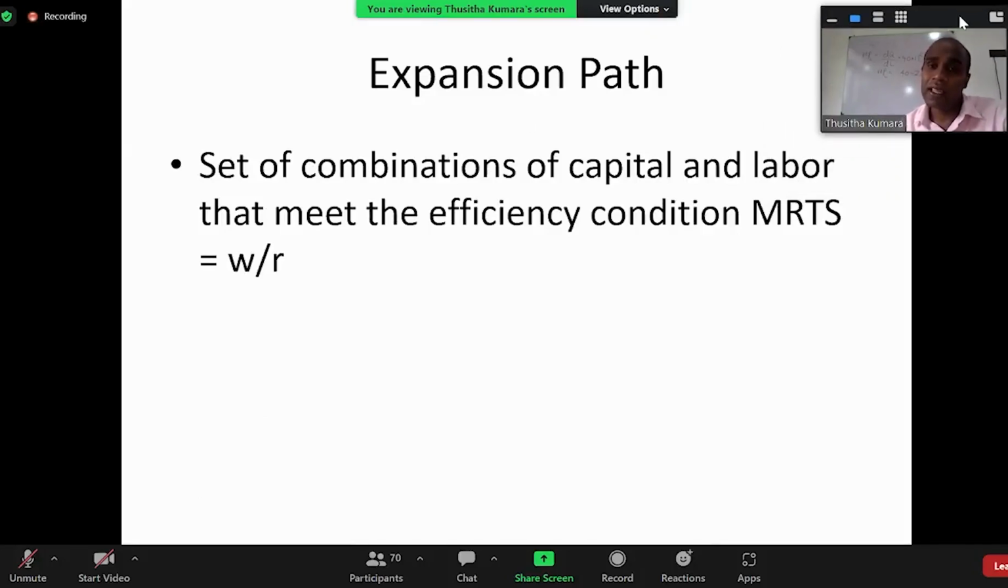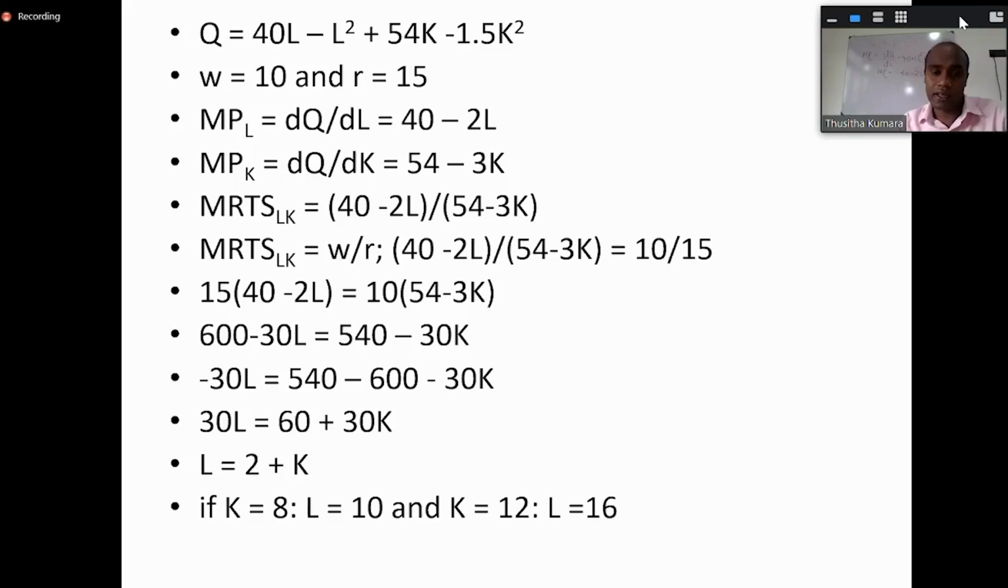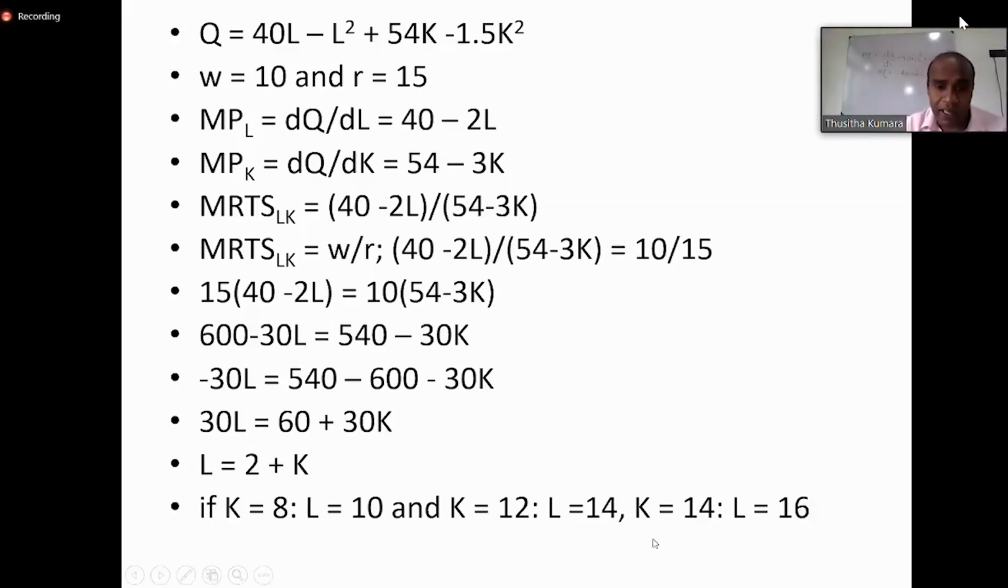Expansion path tells us a set of combinations of capital and labor. We have, in this case, 8 capital, 10 labor, 12 capital, 16 labor, then 14 capital, and then 16 labor. Sorry, 12 capital. This one is wrong. Okay, so there was a mistake here. I had put when K equal to 12, L equal to 16, but it should be L equal to 14 because L = K plus 2 always. So when K equal to 14, L equal to 16, right?